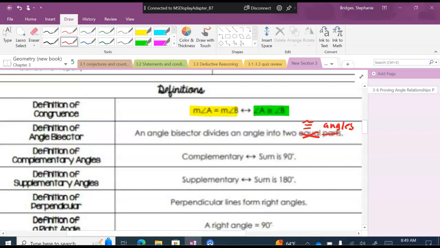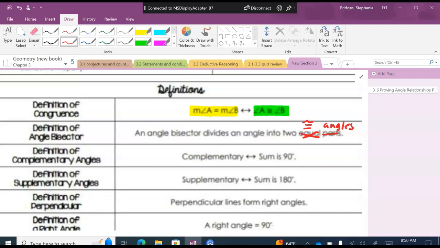So if in a proof I am told that I have an angle bisector, then what I should be able to say after that statement in a proof is that I have two congruent angles. And that's the definition of angle bisector.